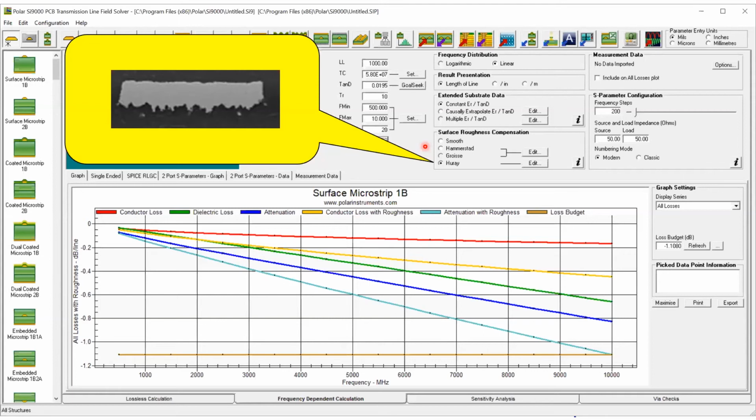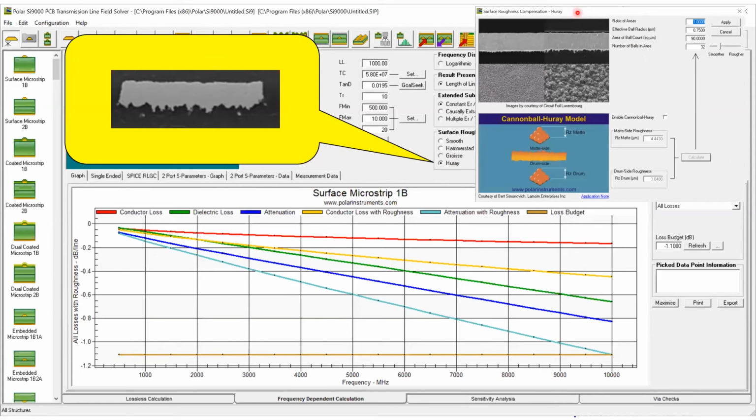But for more advanced designs, we now use the Huray model, and go in here. The Huray model uses input from a scanning electron microscope and works out the ratio of areas, the effective ball radius, the area ball count, and the number of balls in area to actually model the insertion loss. However, most PCB fabricators don't have the luxury of SEM, and actually after fabricating, it's not that easy to go back and strip the board apart to see what the surface profile is like.